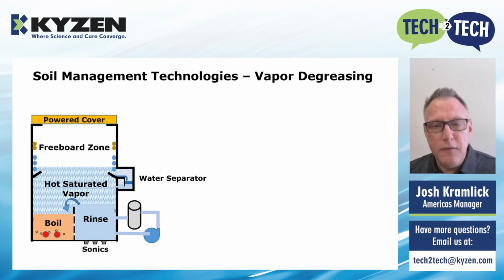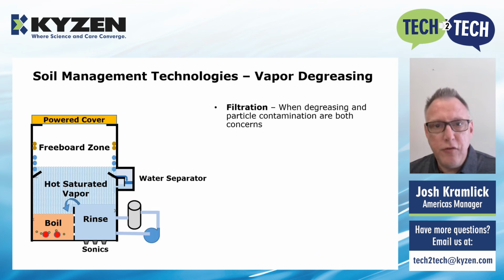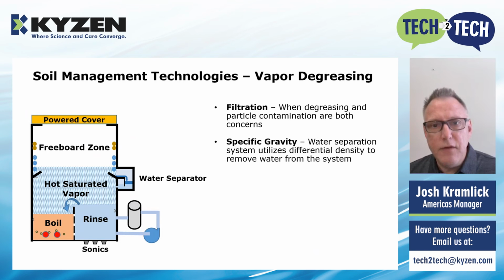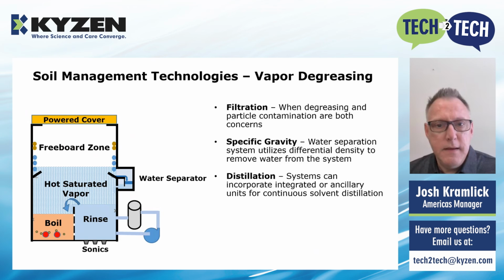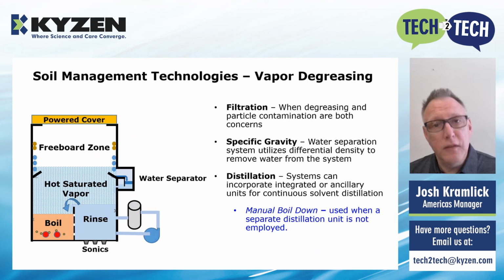What about soil management and vapor degreasing? Filtration, quite frequently used, especially when degreasing and particle contamination are both of concern. Specific gravity, when water separation becomes important to make sure we remove that from the system and eliminate risk of corrosion. Distillation, most systems incorporate integrated or ancillary units for continuous solvent distillation. And those that don't, a manual boil down can be used, which effectively entails using the boiling sump as its own simplified still.